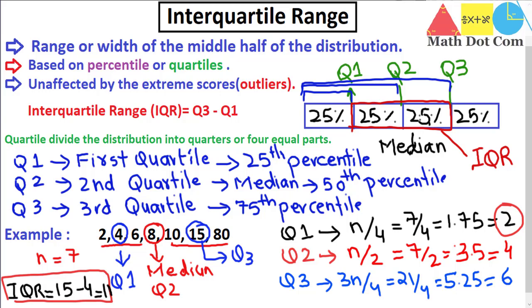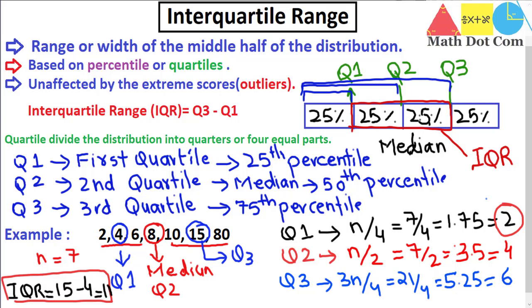So keep this in mind. If you get a value that is not a whole number and you have a decimal value, you just need to round it off to get the location for Q3. So these were the two different methods to find the interquartile range.